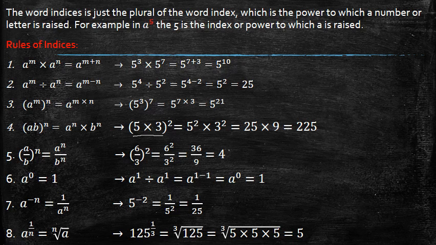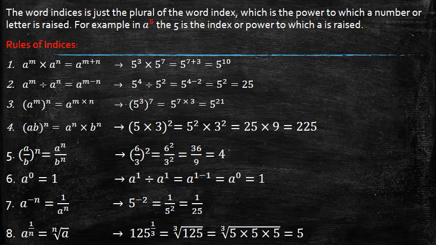So let's see an example with numbers. Here we have (5 × 3) all raised to the power of 2. So that's going to be 5 raised to the power 2, and then you multiply it with 3 raised to the power of 2 as well. So 5 squared is 25, 3 squared is 9. So you have 25 times 9, that's 225.